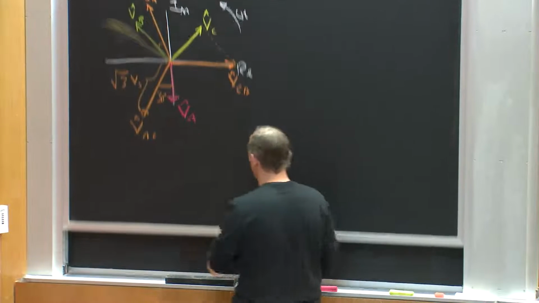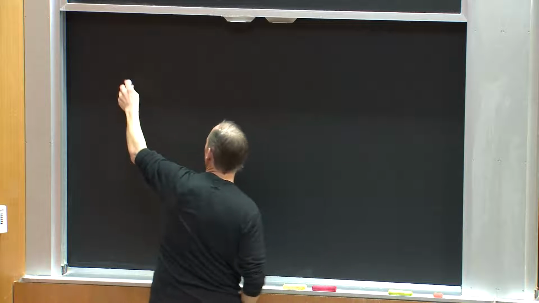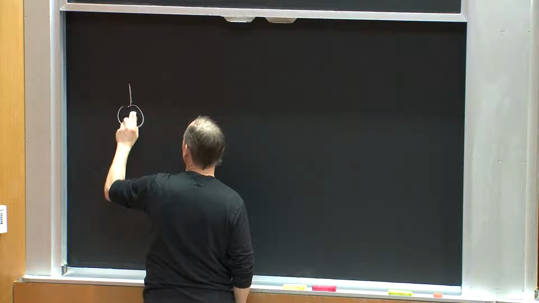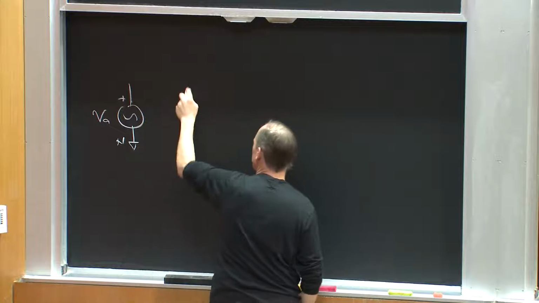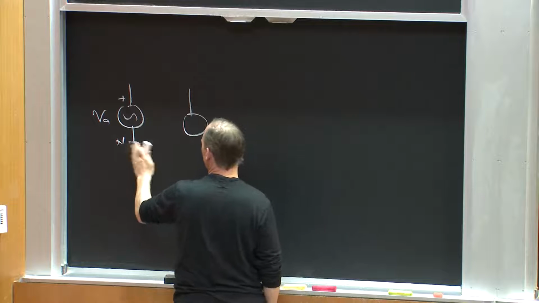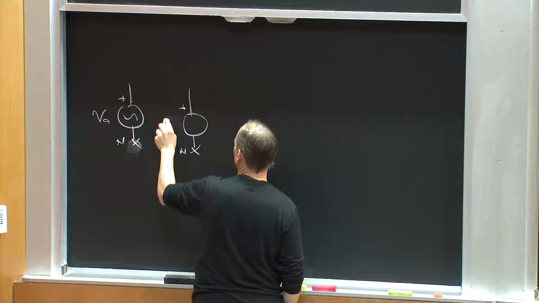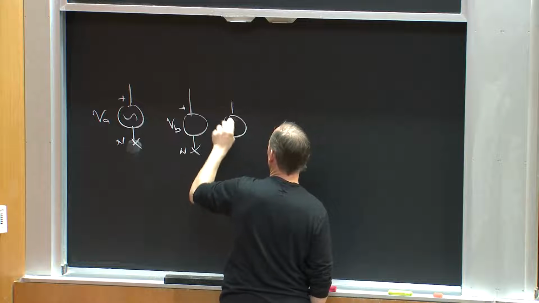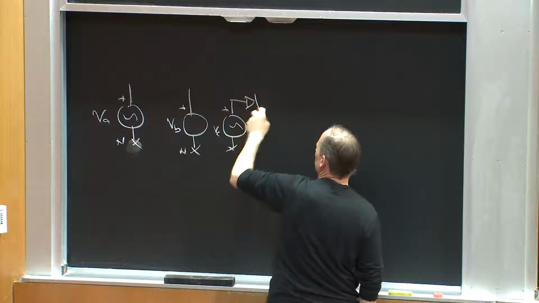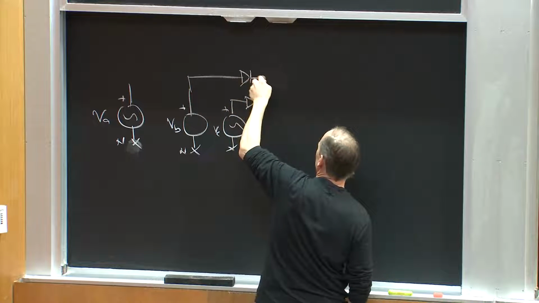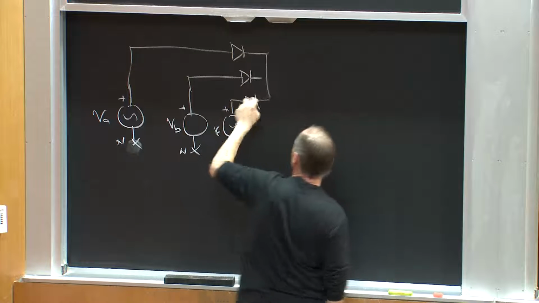Perhaps I could construct something that looked like this. All right, here's the simplest notion. Suppose I took VA with respect to the neutral, VB with respect to the neutral, and maybe I won't mark it as ground, but I'll mark it with an X, and VC with respect to the neutral. Okay, and why don't I just put a diode from each? Okay, this would be the three-phase equivalent of a half-wave rectifier.